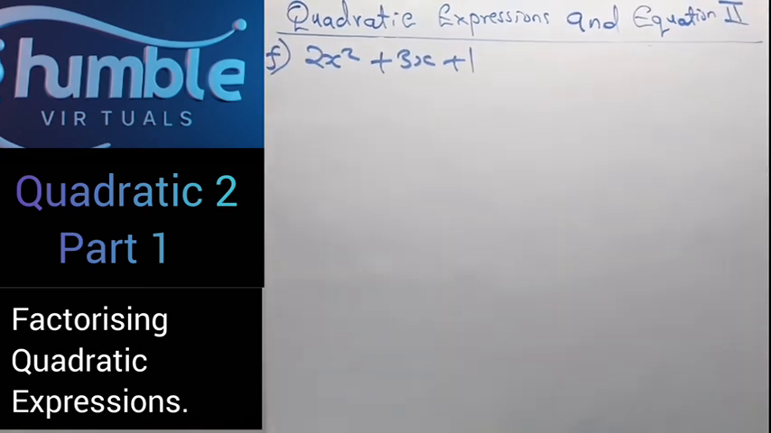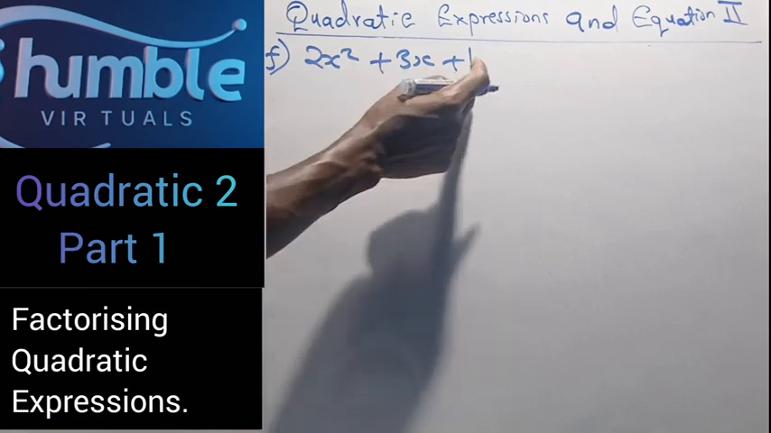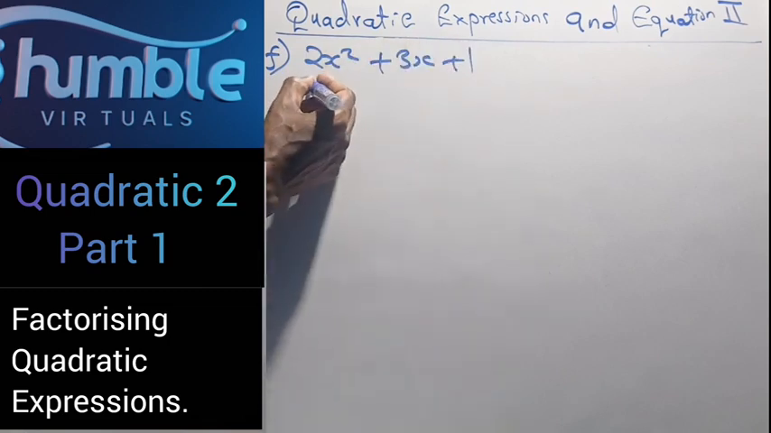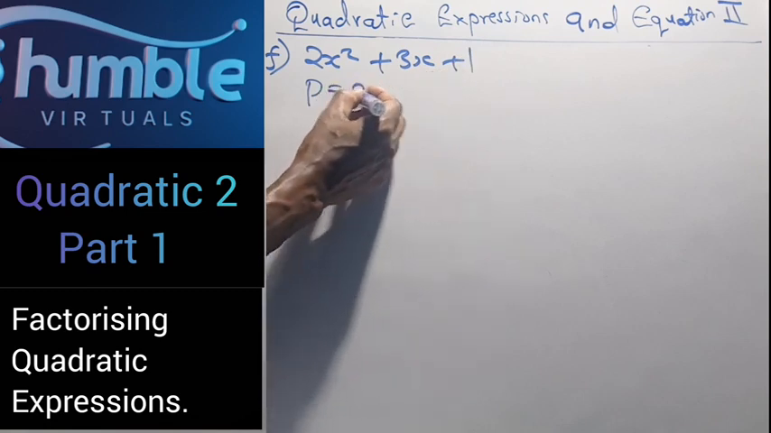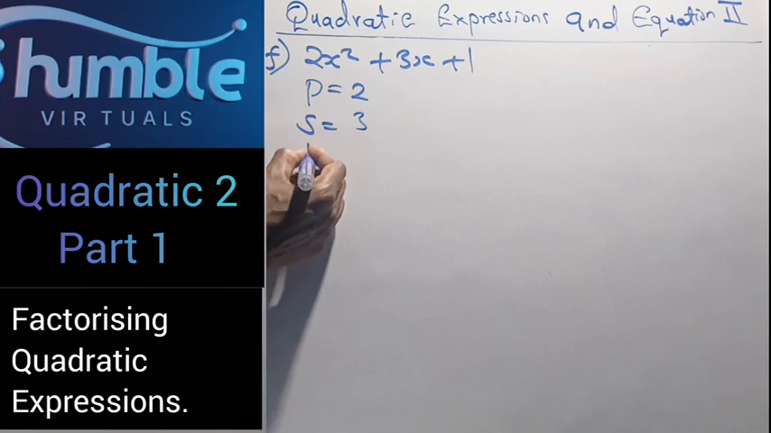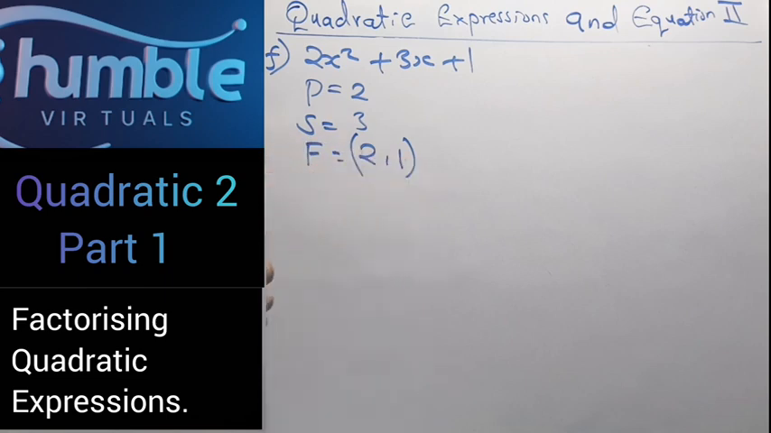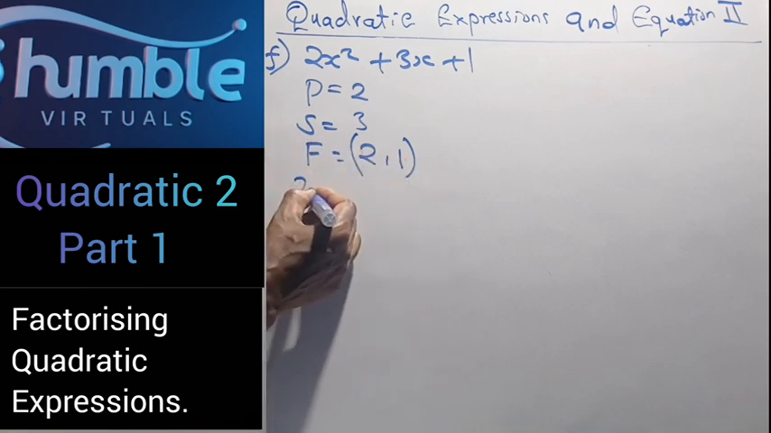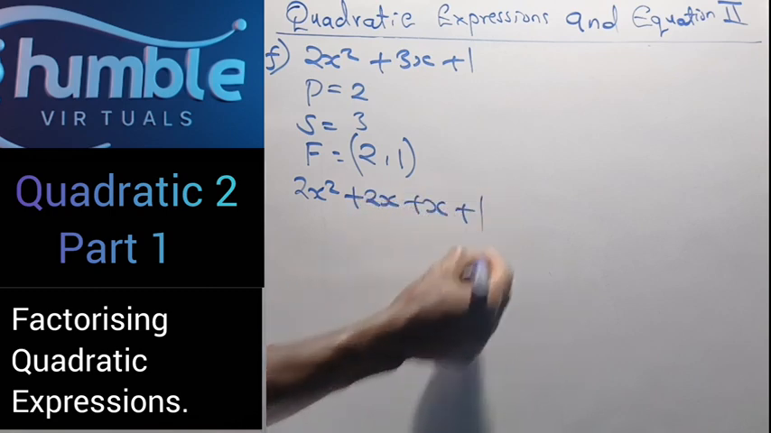But for part F, 2x squared plus 3x plus 1, we say that product is a times c. So therefore, we shall have that product is 2 by 1, it is 2. Sum is 3. So factors are going to be 2 and 1. So these are the factors, so we replace, we shall have 2x squared plus 3x plus x plus 1.